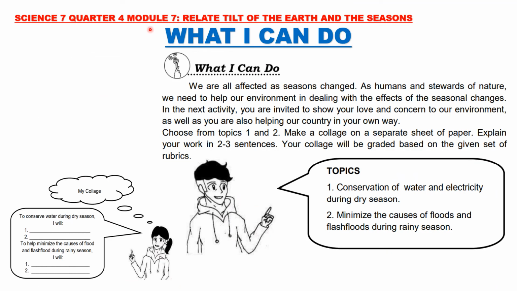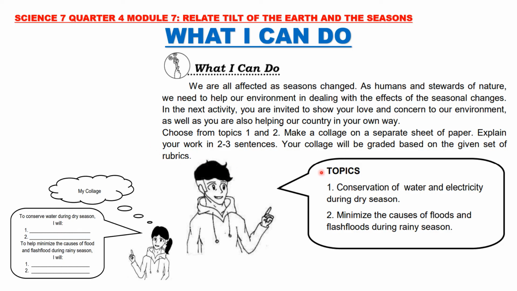What I can do. We are all affected as seasons change. As humans and stewards of nature, we need to help our environment in dealing with the effects of the seasonal changes. In the next activity, you are invited to show your love and concern to our environment and to our country. Choose from topics 1 and 2, make a collage on your answer sheet, explain your work in 2 to 3 sentences. Your collage will be graded based on the given set of rubrics.